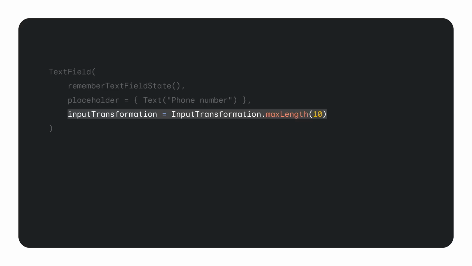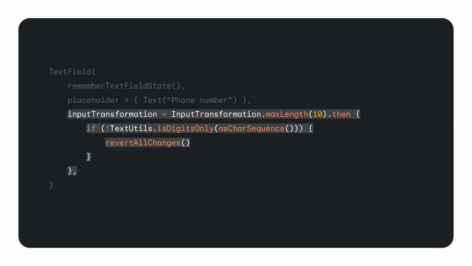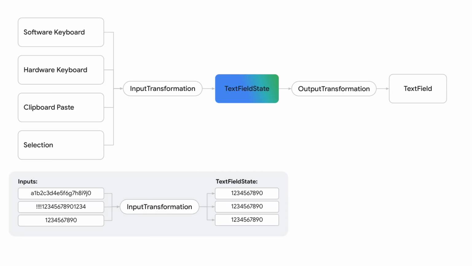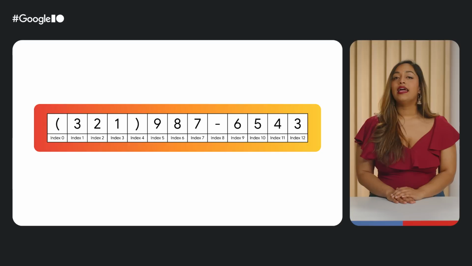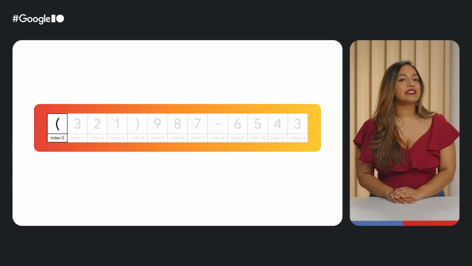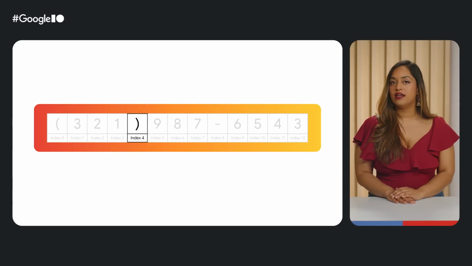Let's start by limiting the length of what can be input to 10 characters. Then, we can chain input transformations and add a restriction for the input to only be digits. Now the text is limited to 10 digits and the text with the input transformation is saved in the text field state. The number still needs to be formatted, so we'll add an output transformation. In order to format an American phone number properly, the opening parenthesis is at index 0, the closing parenthesis is at index 4, and the dash is at index 8.